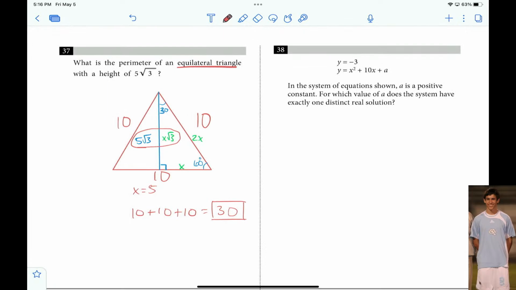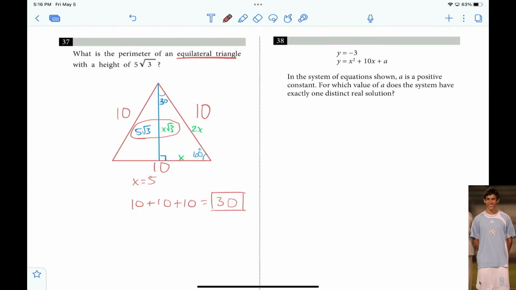All right, so 38. It says, in the system of equations shown, a is a positive constant, so a is a positive number. For which value of a does the system have exactly one distinct real solution? So I would notice this system, one of these is just y equals -3, so that is a horizontal line. And the other one is a parabola. It's in standard form, y equals ax squared plus bx plus c.